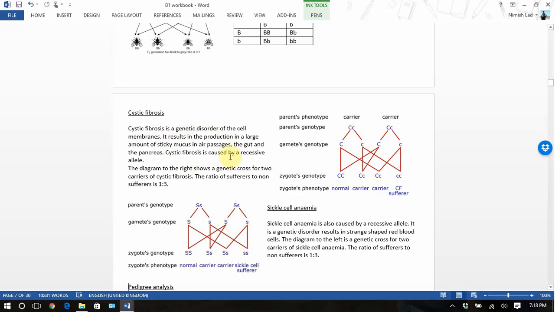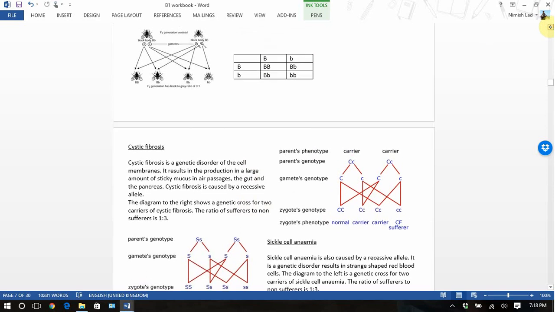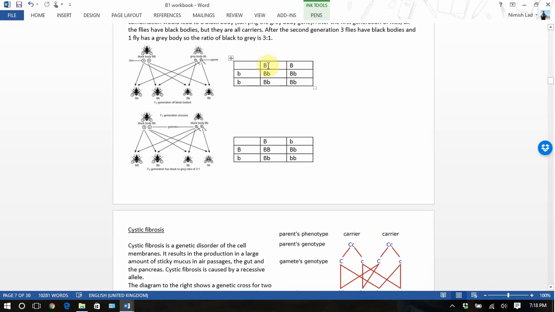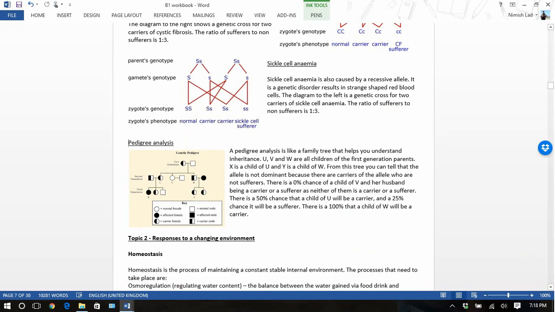So the diagram on the right shows a genetic cross for 2 carriers of cystic fibrosis. The ratio for sufferers to non-sufferers is 1:3. So normal, I don't really like that word, but that's what it's saying. So remember, it's phenotype, that's genotype. Both of these are heterozygous. Remember, both of these are heterozygous. And if I go a bit more, that's homozygous. Both of them are homozygous because they both have the same alleles, but they produce heterozygous offspring.